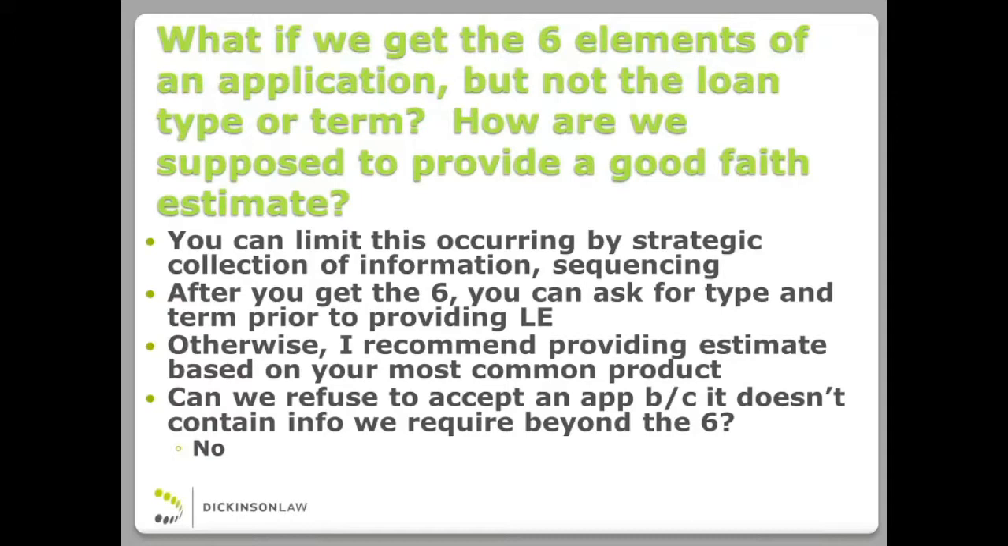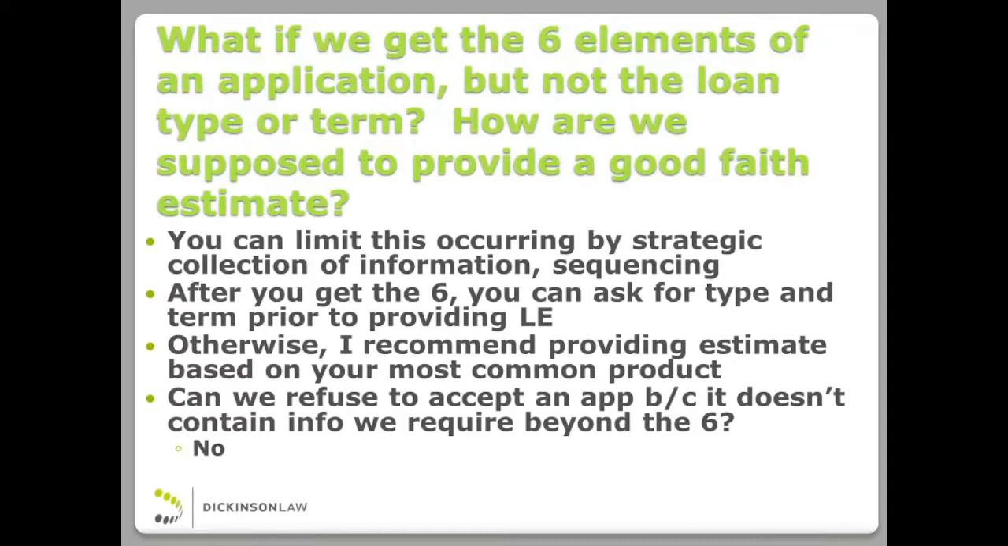But when you get those 6 magic elements and you have an application, what if you get them and you don't have the loan type or term? How are you supposed to provide any type of estimate? I mean, those are 2 of the key things you need to provide a meaningful good faith estimate. How would you do that?